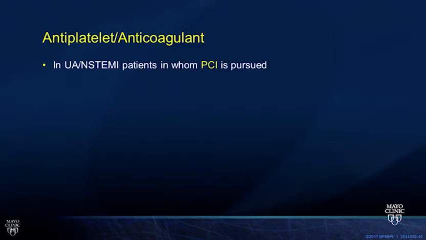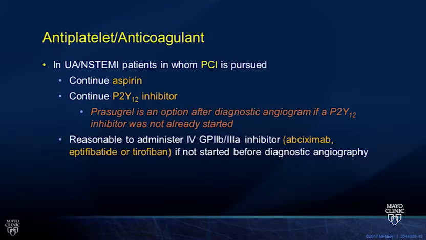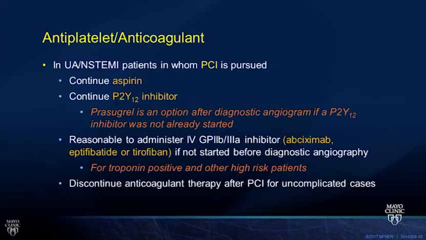In our patient who's presenting with NST ACS, if we've considered a PCI as the reperfusion strategy, we should continue aspirin, we should continue the P2Y12 inhibitor. Prasugrel is an option after diagnostic angiography. It's reasonable to administer a GP inhibitor, either abciximab, eptifibatide, or tirofiban, if it had not been started before diagnostic angiography, especially in our high-risk patients. That's defined by troponin positivity or other clinical markers. If they've undergone PCI, it's okay to discontinue the anticoagulant therapy after PCI for uncomplicated cases.